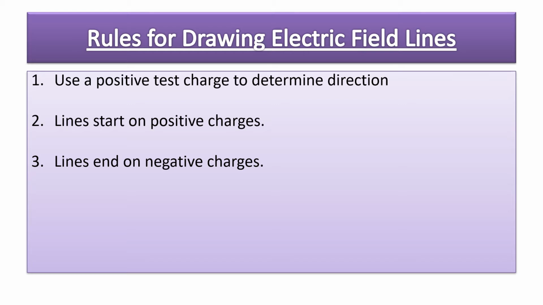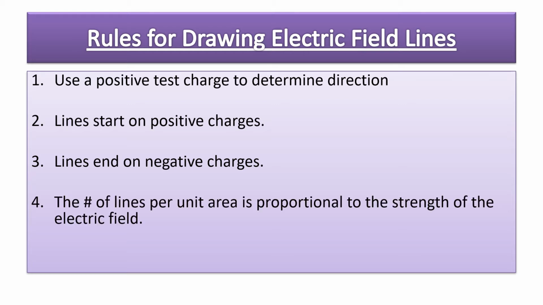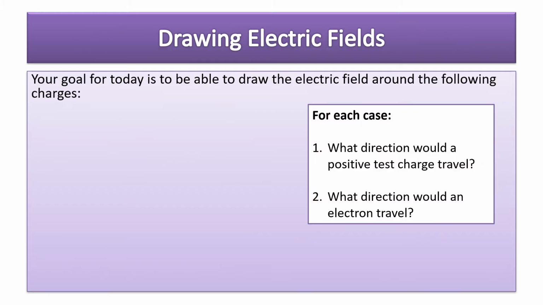That's rule number 3. Rule number 4: the number of lines per unit area is proportional to the strength of the electric field. So if the lines are closer together, that means that the field is stronger. If the lines are further apart, that means the field at that point is weaker. Rule number 5: lines cannot cross each other. So let's put those rules into action and draw the electric field lines around some various charges.